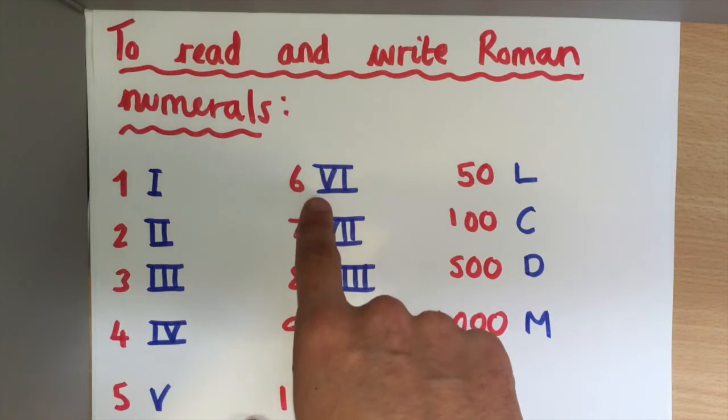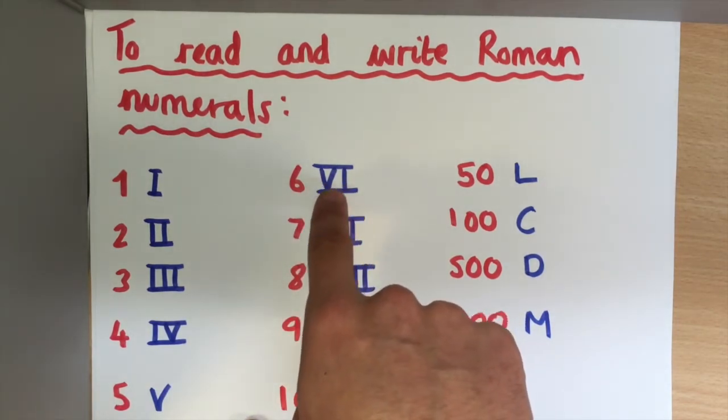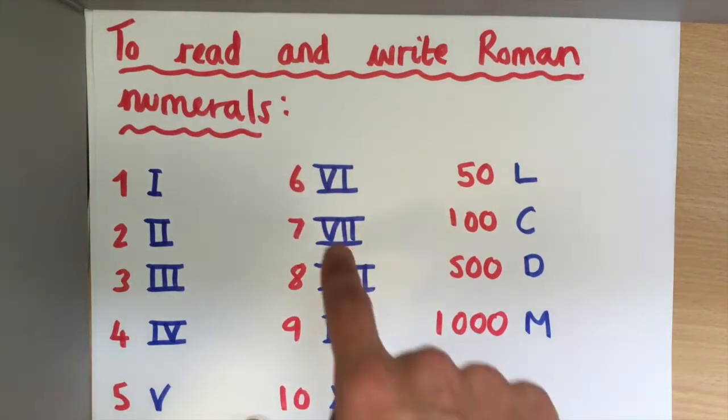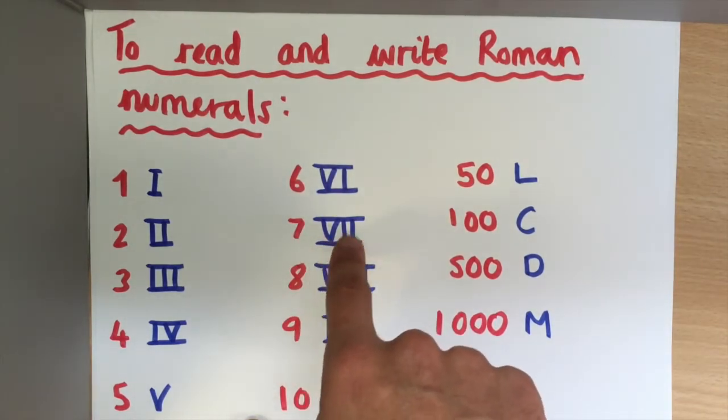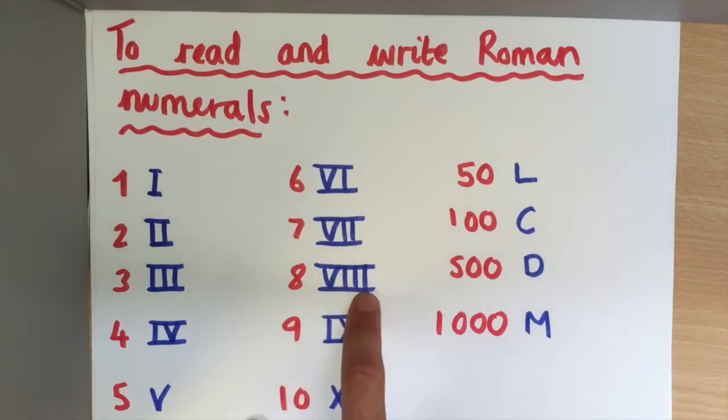And that links into number 6, which is V and then I, or one number after 5, which is 6. 7, V, I, I, so 2 numbers after 5. 8, V with 3 I's. And then 9, we have I, then X, which links into our number 10, which is just X on its own. So 9 obviously means 1 before 10. And so that's why we have IX.